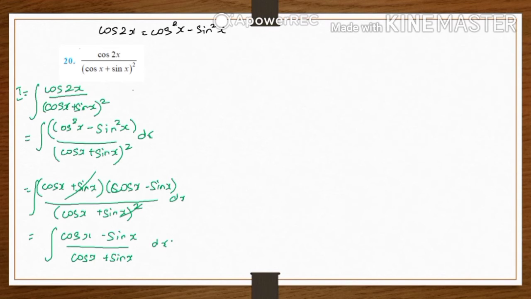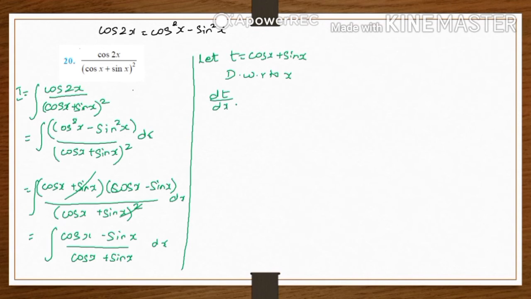So now we can take some substitution. When I take a substitution, let us take the denominator. Let t is equal to cos x plus sin x. Now when I differentiate with respect to x, dt by dx is equal to minus sin x plus cos x, so cos x minus sin x. So dt divided by dx is nothing but cos x minus sin x.